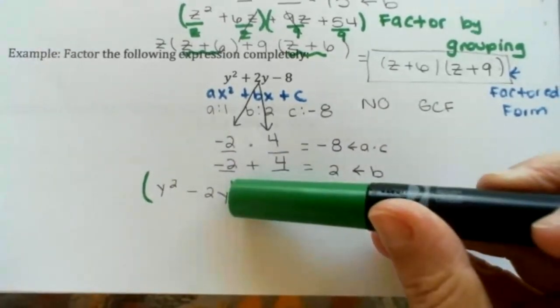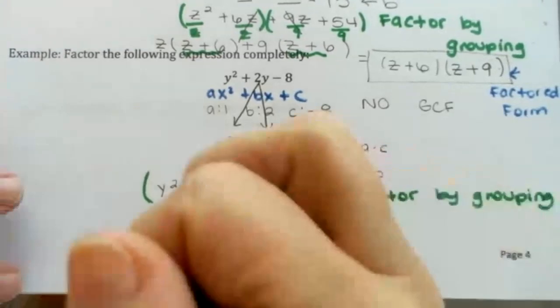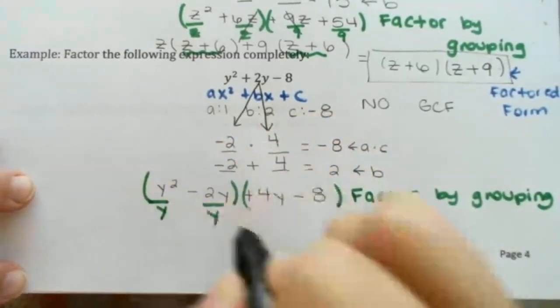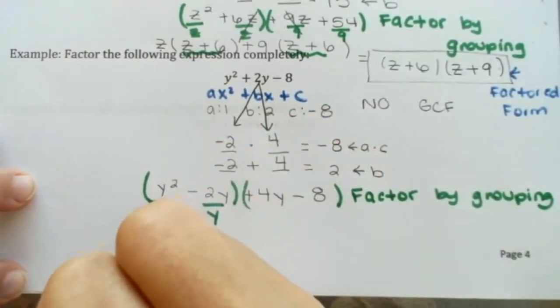Looking at our first two, y squared minus 2y, GCF. They both have a y in common. So let's factor or divide out that positive y.